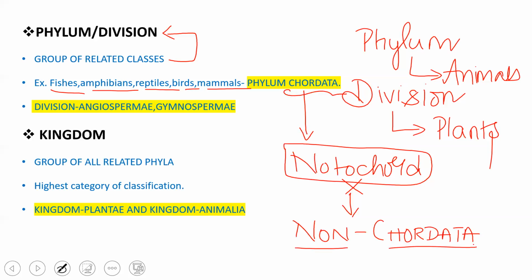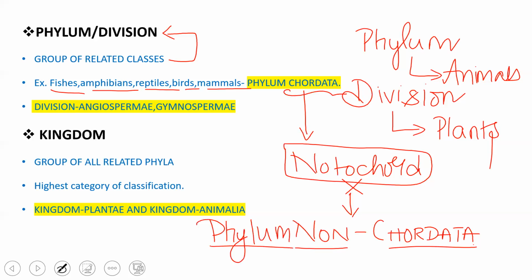Non-chordata includes the different groups like poriferans, platyhelminthes, nemathelminthes, arthropoda, annelida, mollusca, and echinodermata. They do not have a notochord, so they are also called invertebrates. They do not possess any notochord along with the other important characteristic features. Hence, they are grouped under non-chordata. So non-chordata is also a phylum which includes all other organisms.